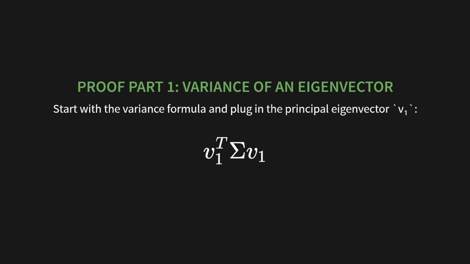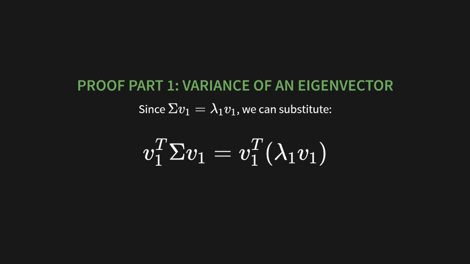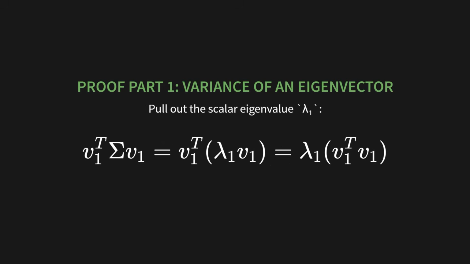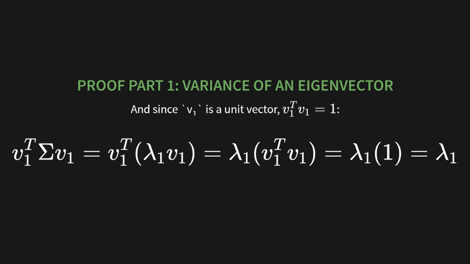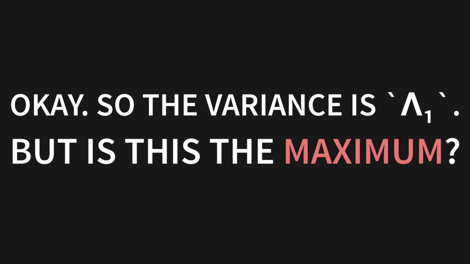Now from the very definition of an eigenvector, we know that sigma times v1 equals lambda 1 times v1. So we can substitute that right in. Our expression becomes v1 transpose times lambda 1 v1. Next, we can just pull out the scalar eigenvalue lambda 1 to the front. So now we have lambda 1 times the quantity v1 transpose v1. And finally, since v1 is a unit vector, its dot product with itself, v1 transpose v1, is just 1. So we're left with lambda 1 times 1, which is simply lambda 1. Okay, so the variance is lambda 1. But is this the maximum? How do we know for sure?